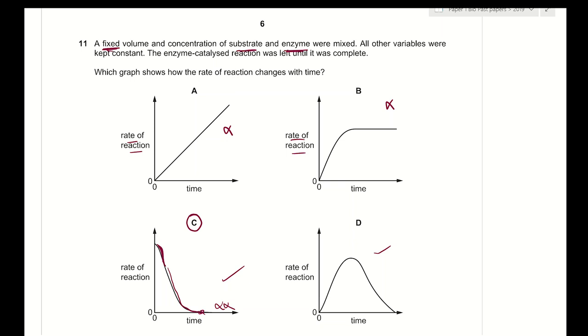Now, let's look at D. The reason why this is incorrect is because the rate of reaction cannot increase and then decrease at the same time. This is not an optimum temperature graph or optimum pH. Be careful of the y-axis. Therefore, this is incorrect and the correct answer must be C.